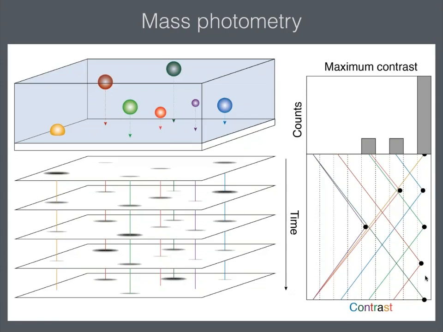So we can detect and measure that maximum contrast for all of the molecular events that we see, and then we just sum up or bin those maximum contrasts. So in this case, we had 5 molecules that appeared in this contrast window, 1 molecule that had about 3/4 of that contrast, another one that had about half of that contrast. So that's the basic principle of how mass photometry works.